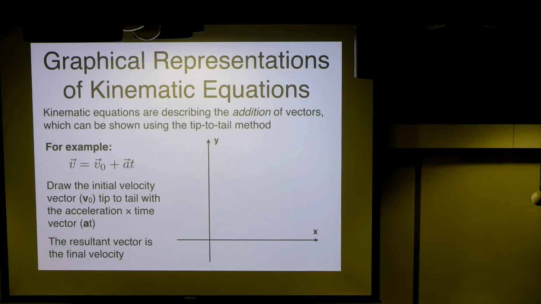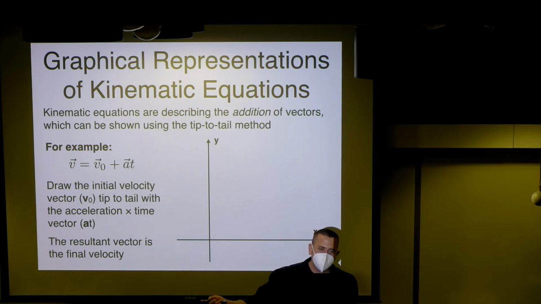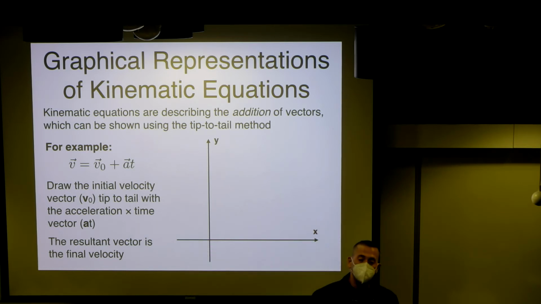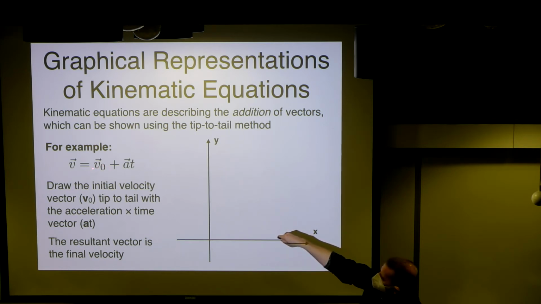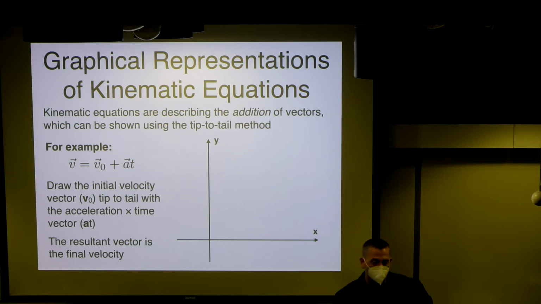Okay, so let's say this is the kinematic equation we're dealing with. How do I represent this equation graphically? How do I draw a diagram of the vector addition that's going on here? Well, the specifics of what this diagram looks like depends on the problem. So V naught, the initial velocity, could be anything. A, the acceleration, could be anything. So I'm just going to show you an example. But generally what we're going to do is take the initial velocity vector, V naught, and then draw it tip to tail with at, because I'm adding two vectors. When we show that on a diagram, we use the tip to tail method.